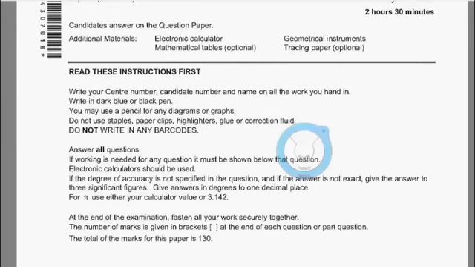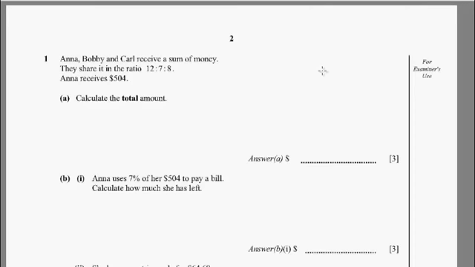So what we have here is question number 1. Anna, Bobby, and Carl receive a sum of money. They share it in the ratio of 12, 7, and 8. Anna receives $504. Part A, calculate the total amount.